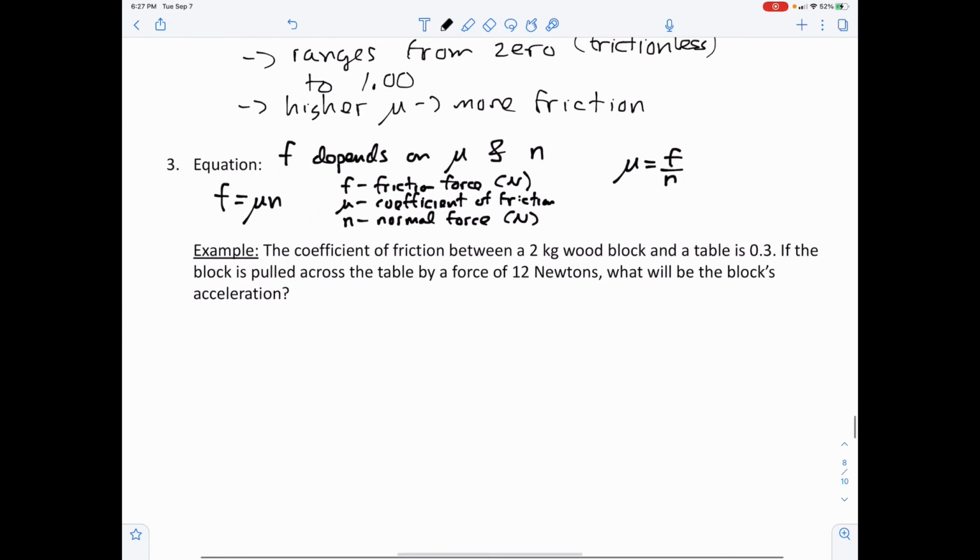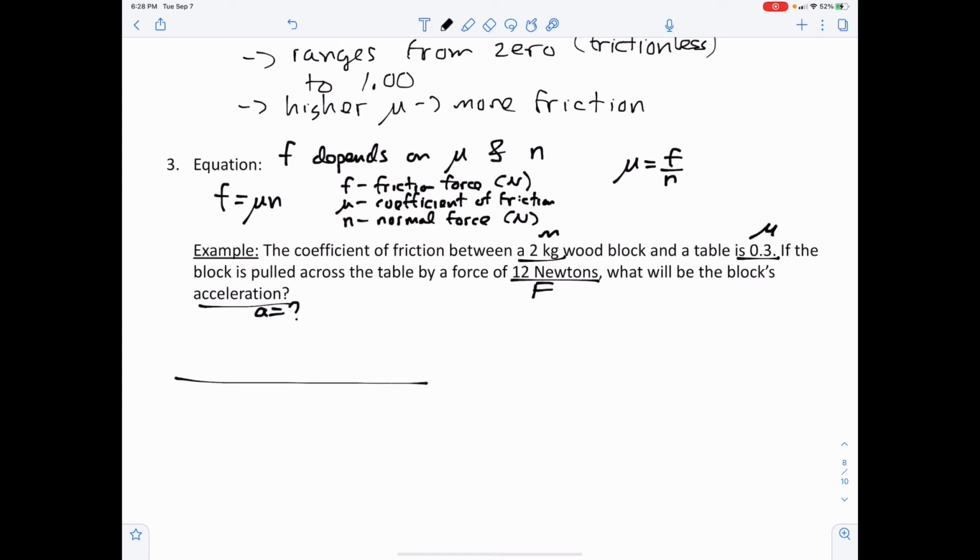Let's take a look at the next example. The coefficient of friction between a 2 kilogram wood block and a table is 0.3. So 0.3 is our mu. 2 kilograms is our mass. If the block is pulled by a force of 12 newtons, that is our F. What is the block's acceleration? We're looking for A.